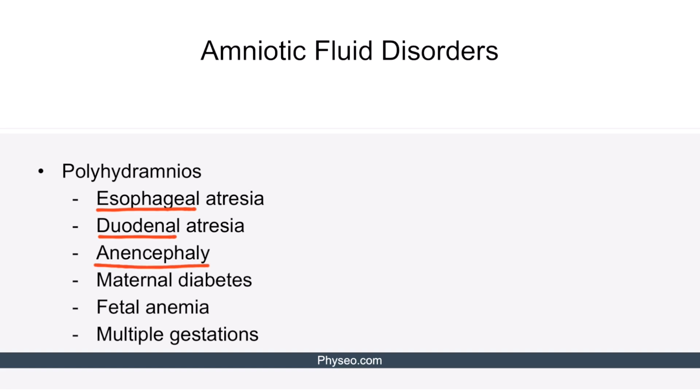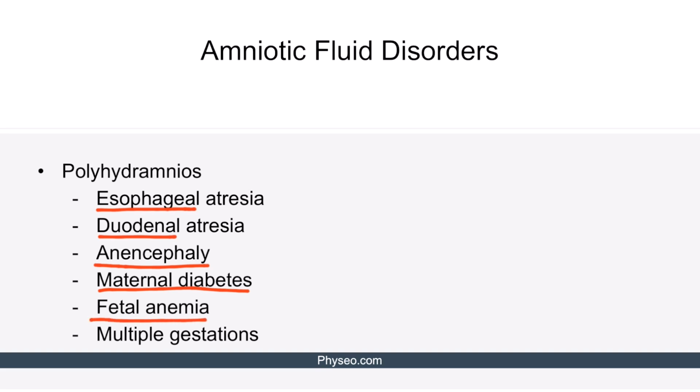Now, anencephaly, a type of neural tube defect, causes impaired fetal swallowing, so the amniotic fluid is also retained in the amniotic cavity. Maternal diabetes causes fetal hyperglycemia because that glucose crosses the placenta, and that glucose filtered through the fetal glomeruli causes osmotic diuresis and increases amniotic fluid production. And this is interesting. That means by virtue of the glucose in the urine alone, it's enough to cause polyhydramnios.